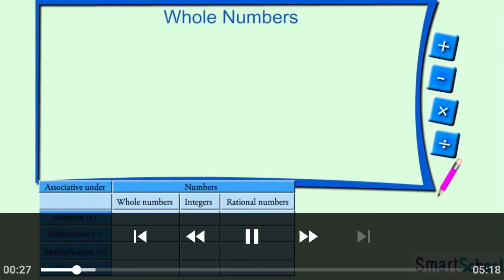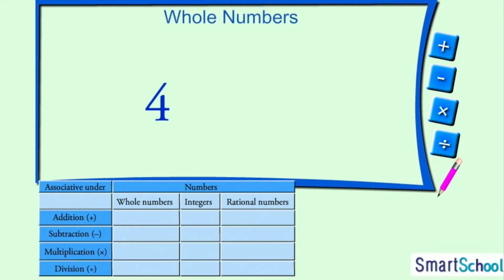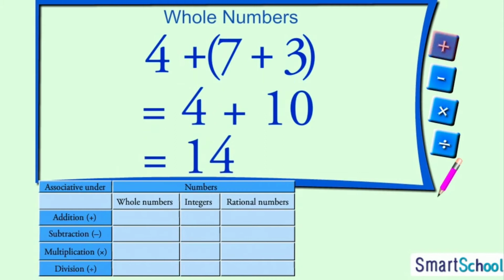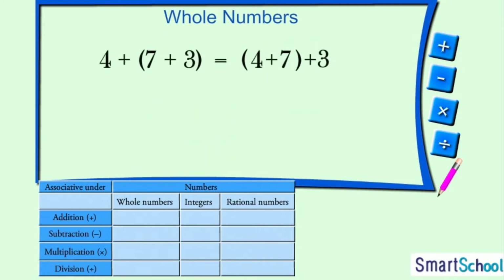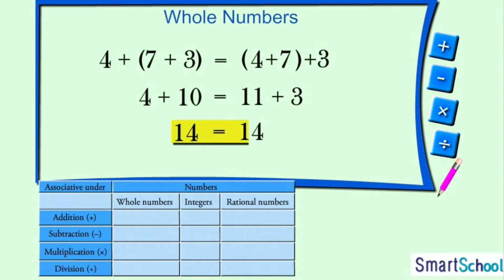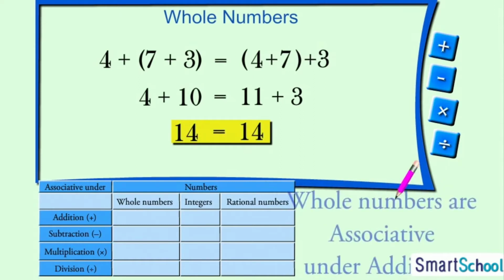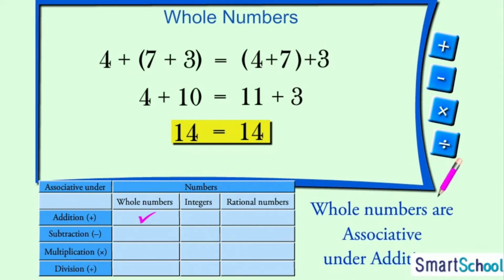Let us take three whole numbers, 4, 7 and 3. Adding them, we have 14. On rearranging the whole numbers 4, 7 and 3 in different order, the result is same, that is 14. This implies that whole numbers are associative under addition.